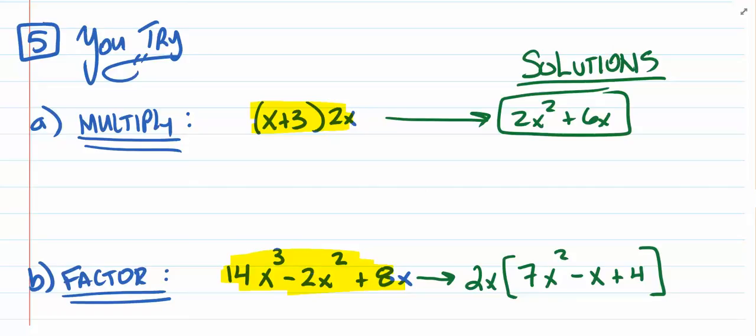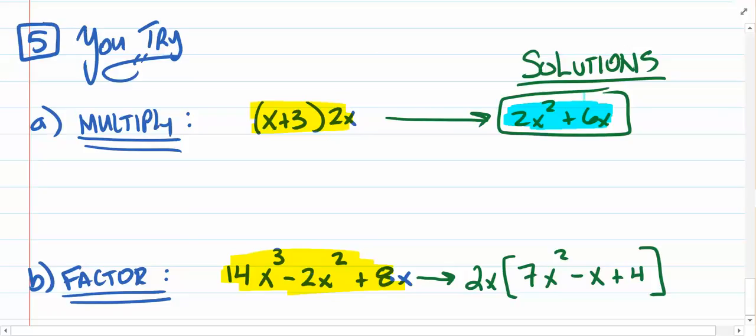Hopefully you got the right answer, but if not, here's the solution. When you multiply 2x by x plus 3, you end up with 2x squared plus 6x. And when you factor out 14x to the third minus 2x squared plus 8x, the greatest common factor is 2x, and you're left with 7x squared minus x plus 4.